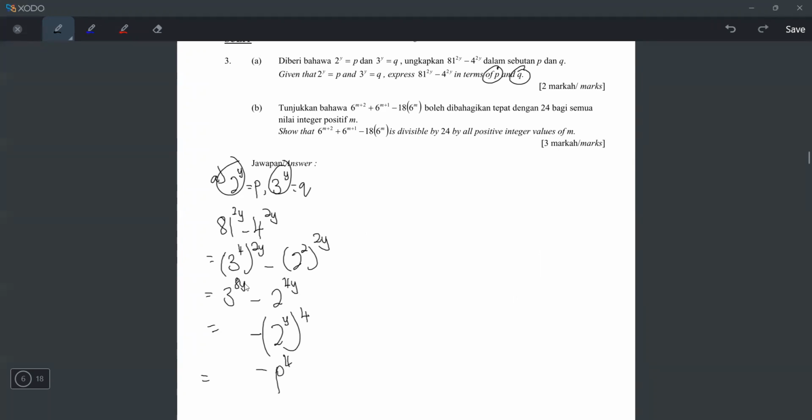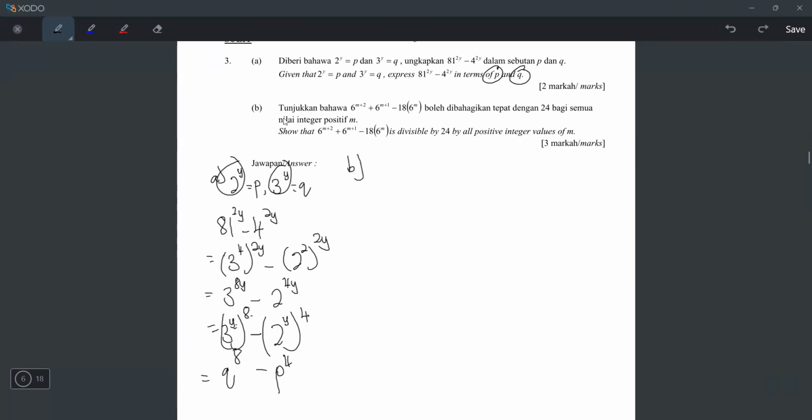Okay, same with the 3 power 8y. I know that if I get 3 power y, I can change it to q. So what I will do is write 3 power y, but the 8 I will write outside, like this. Okay, because when you take this power side by side, you will times together. You will get 8y, you get back the same thing. So 3 power y is q, so you write q power 8. That is the answer. Right?